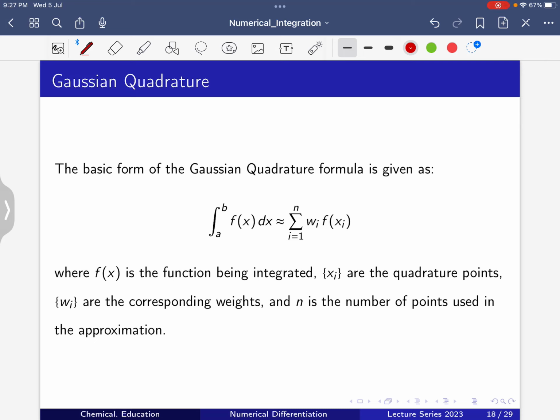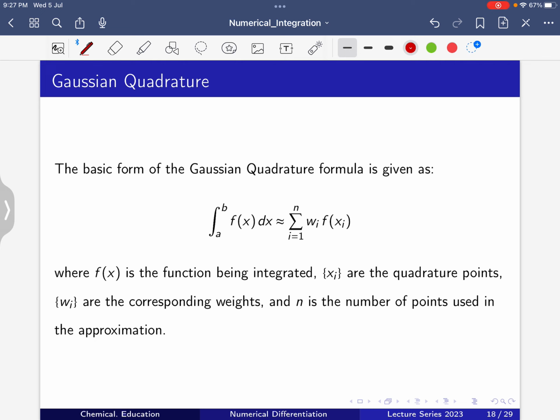Now I'm going to talk about Gaussian quadrature. The basic form of the Gaussian quadrature formula is given by the integral from a to b of f(x) dx equal to the sum from i equals 1 to n of w_i f(x_i). Now suppose n is equal to 2, what will be the Gaussian formula?